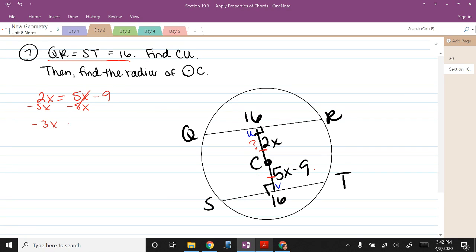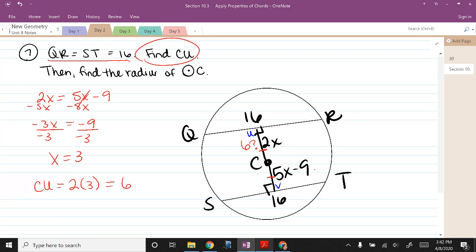So negative 3x equals negative 9. Divide by negative 3. x equals 3. Okay. But it said to find the length of CU. Well, CU is going to be 2 times 3, which is 6. So CU is 6. CV is also 6, right? And I can check it. 5 times 3 is 15 minus 9. Yep, that's 6.